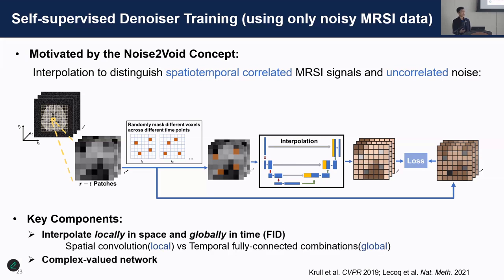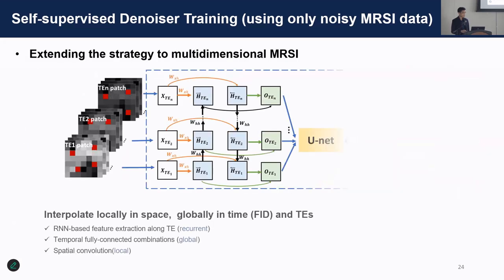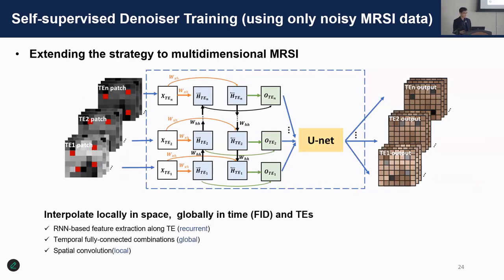One of the unique features here is that you need to consider the spatial-temporal characteristics in the MRSI data. For example, in this case, we decided to do the spatial interpolation locally and the time interpolation globally, because the FID signal evolution follows a globally well-defined biophysical model, as we showed earlier. And we can also extend this to multidimensional MRSI data. In this case, we introduce some recurrent features to allow us to further exploit the spatial, spectral, as well as the correlation in the additional dimension. In this case, there's a model TE. We can also introduce other types of parameter dimensions as well.